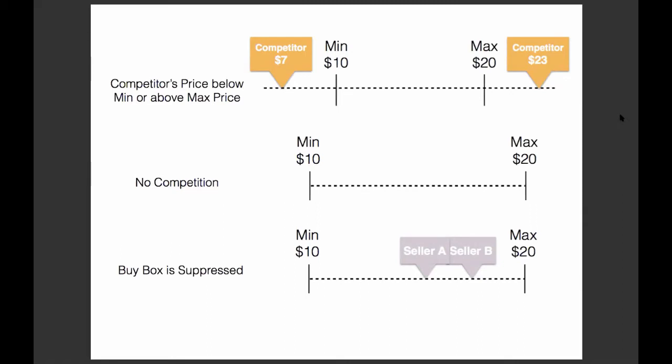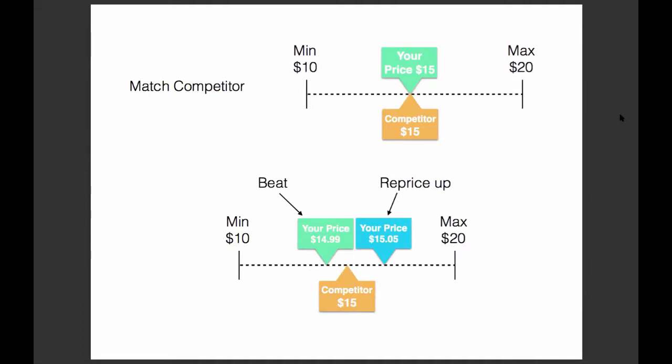Right. Okay. And on this slide we'll show you, now you have your competitor at 15. If you're using a match strategy, your price will also be 15. I think that's pretty straightforward. Besides matching, you can also beat competitors. If you beat your competitor by 1 cent, it's $14.99. And if you reprice up by 5 cents from your competitors, $15.05. Okay, so that's the repricing practice in the beginning.